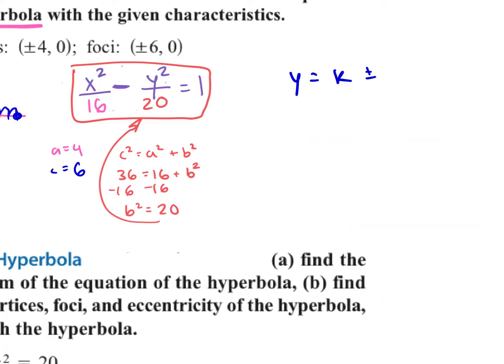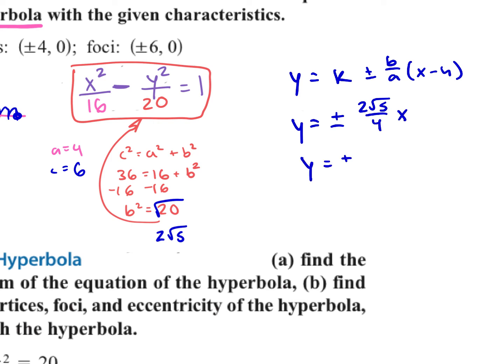So since this one is horizontal, the asymptote is y equals k plus or minus b over a times x minus h. So if we plugged in everything, y equals, k is 0, b would be the square root of 20, which would be 2 square root 5, over 4. So 2 square root 5 over 4 times x. And we could simplify this. So that would be my asymptote.